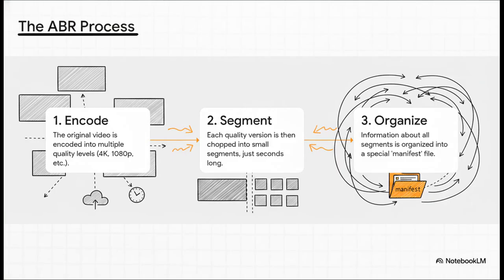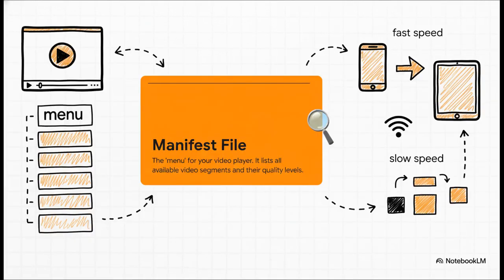It's basically a three-step process to get the video ready. First, you encode. The original, super high-quality video is converted into a bunch of different quality levels, everything from glorious 4K all the way down to a grainy 240p. Second, you segment. Each of those quality versions gets chopped up into small pieces, usually just a few seconds long. And third, you organize. All the info about these different pieces is put into a special file called a manifest file.